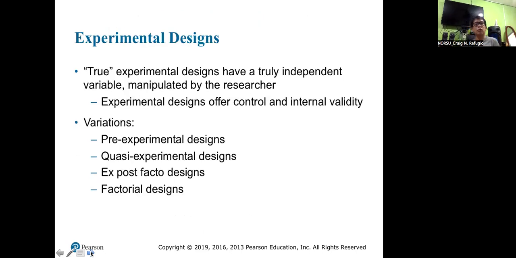Experimental design. True experimental designs have a truly independent variable manipulated by the researcher. Experimental designs offer control and internal validity. Recall that I mentioned internal validity in the previous slides. As for variations, we have three: pre-experimental designs, quasi-experimental designs, ex post facto designs, and also factorial designs.